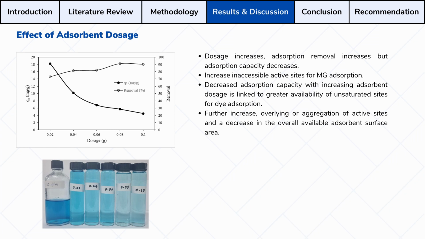Conversely, the decrease in adsorption capacity with increasing adsorbent dosage is linked to a greater availability of unsaturated sites for the dye adsorption. Further increasing the adsorbent dosage to 0.1 resulted in a slight reduction in adsorption removal, potentially due to overlapping or aggregation of active sites, and a decrease in overall available adsorbent surface area.